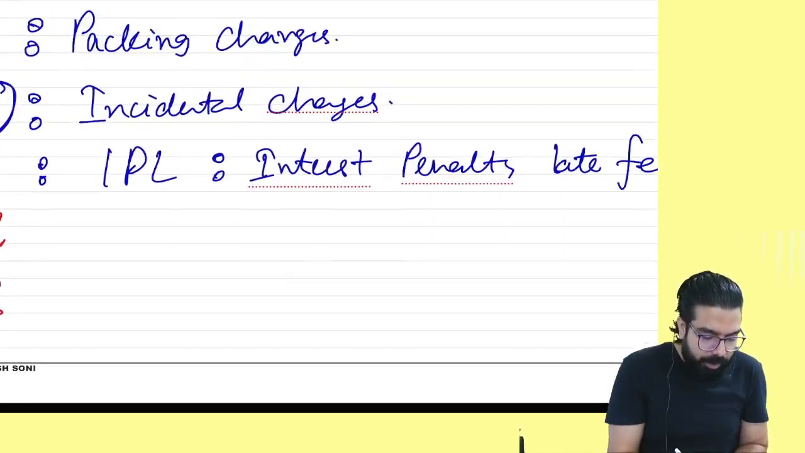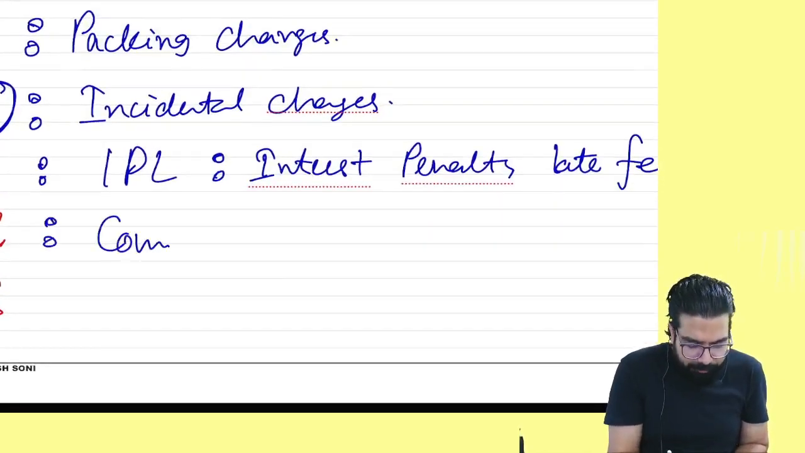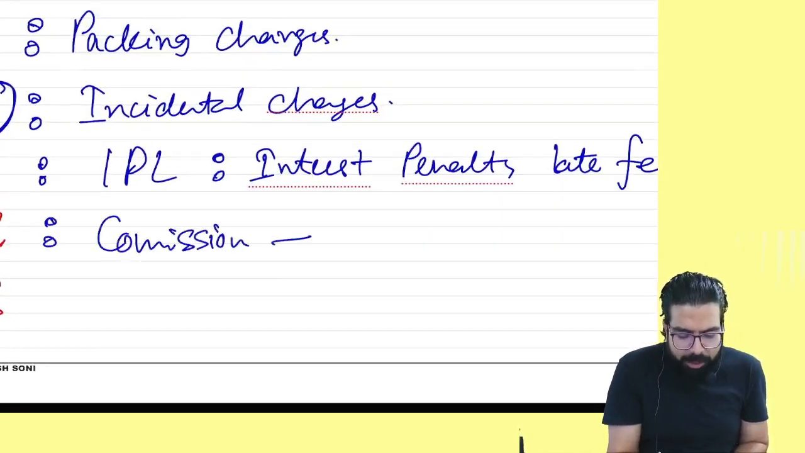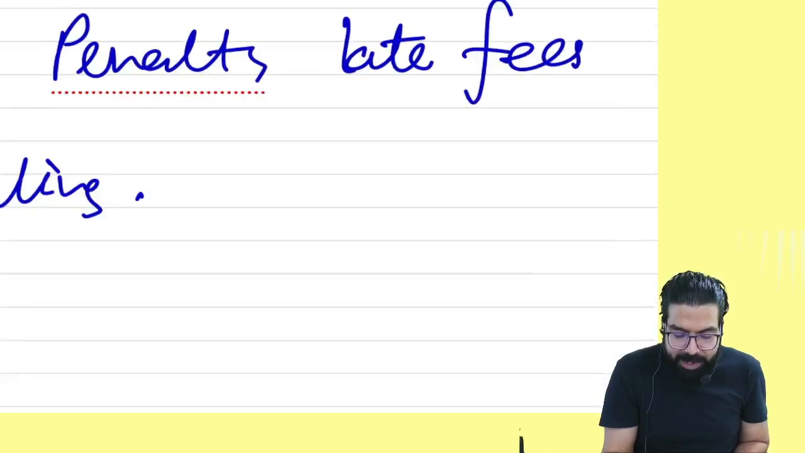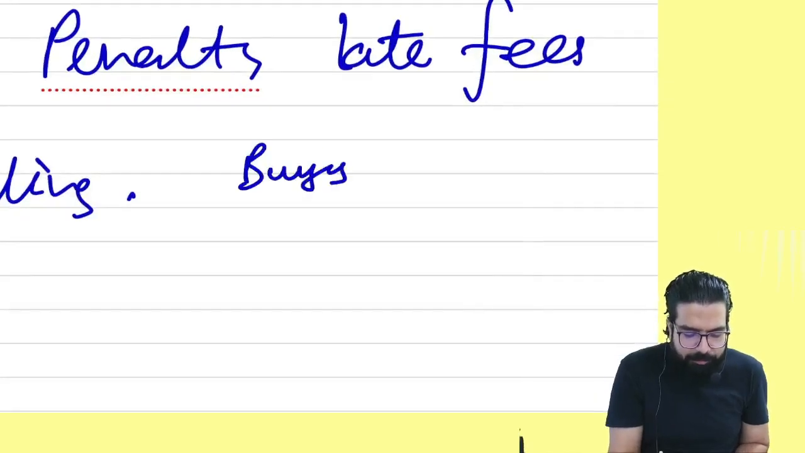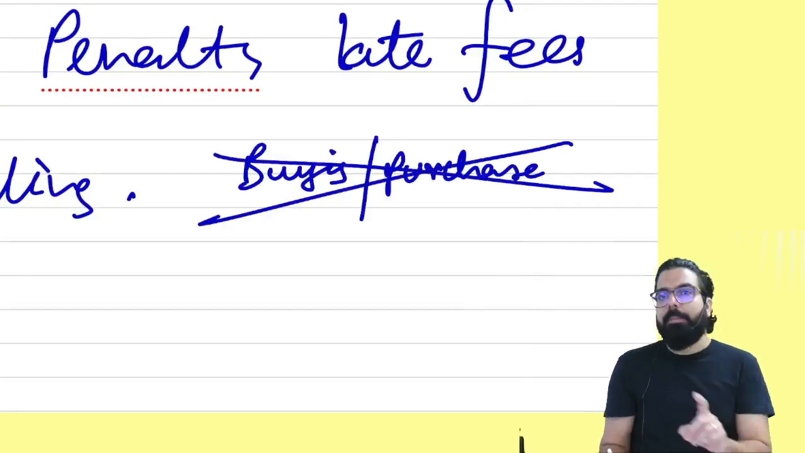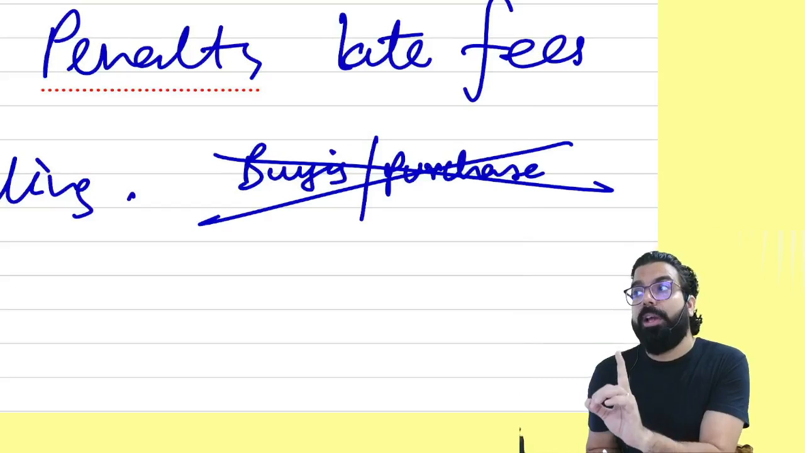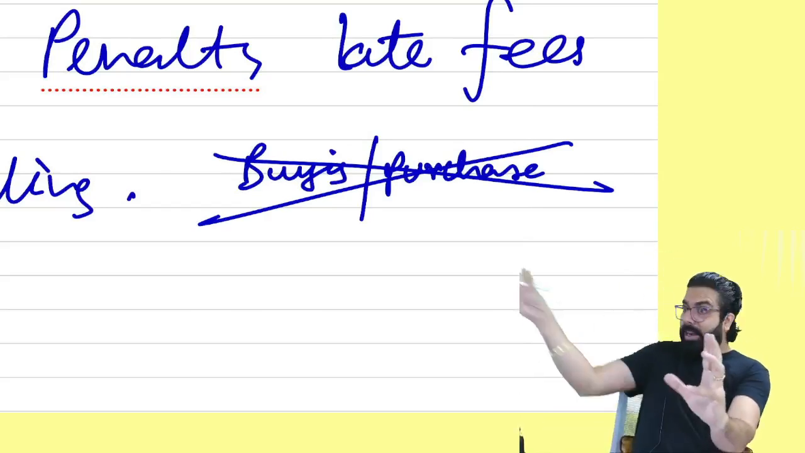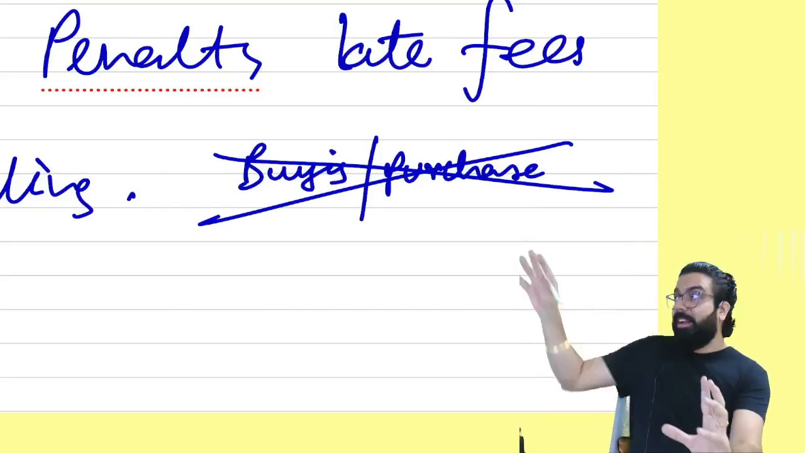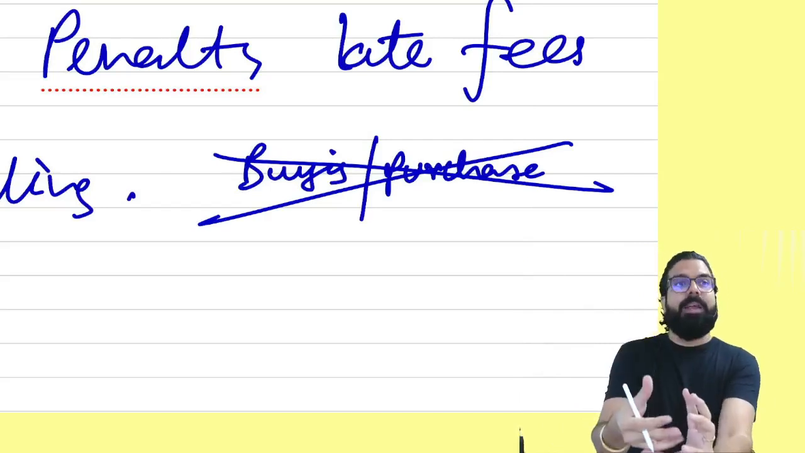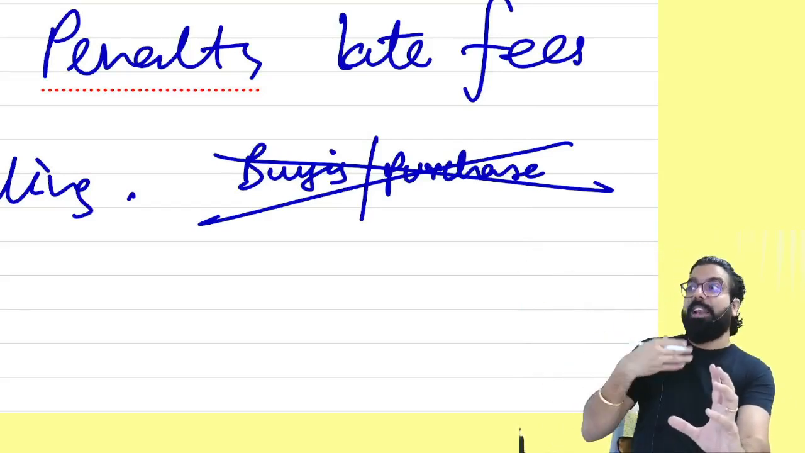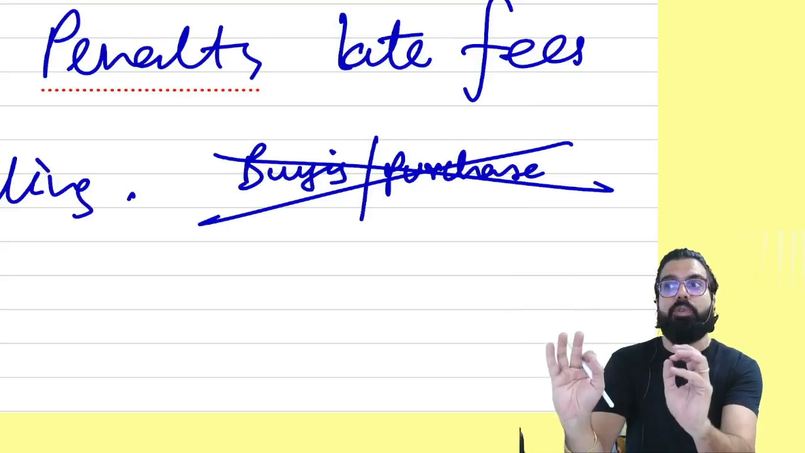Next. C for commission. Always remember one thing, only selling commission is to be included. If the exam tells you buying commission, purchase commission, remember one thing, buying commission, purchase commission is never to be included. Only what is to be included? Selling commission. If I paid anything to the seller's agent, that is an obligation of the seller made by the recipient, only that is to be included.